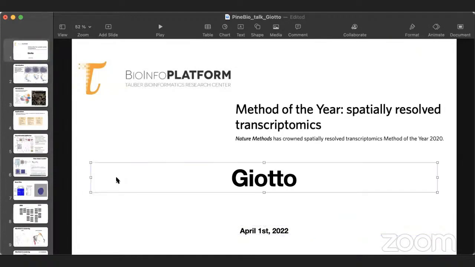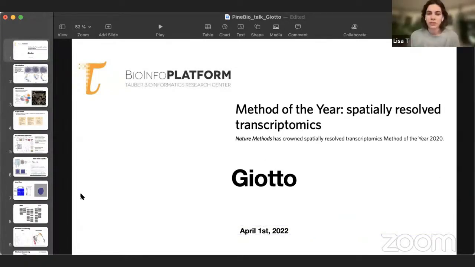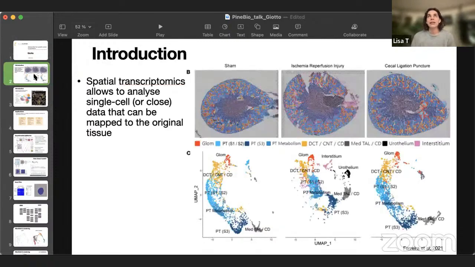Okay, so I'll be speaking about Giotto, the tool that is used to analyze spatially resolved transcriptomics, the method that was named the method of the year by Nature. It was a great breakthrough when single cell was developed. Compared to bulk DNA, it allowed us to specifically study separate cells.